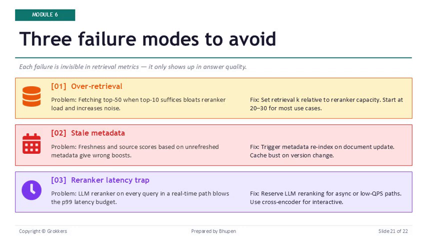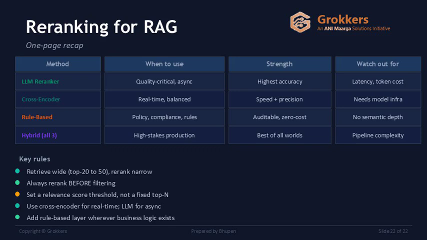Now let us bring everything together. Here it all is, on one slide. Your cheat sheet for everything we covered. 3 re-ranking methods, each with a clear strength and a clear watch-out. LLM re-rankers give you the highest accuracy, but cost you latency and tokens. Cross-encoders hit the sweet spot of speed and precision, but need model infrastructure. Rule-based is free, auditable, and perfect for policy, but it cannot understand meaning. And the hybrid approach? It gives you the best of all 3, with the trade-off being pipeline complexity.